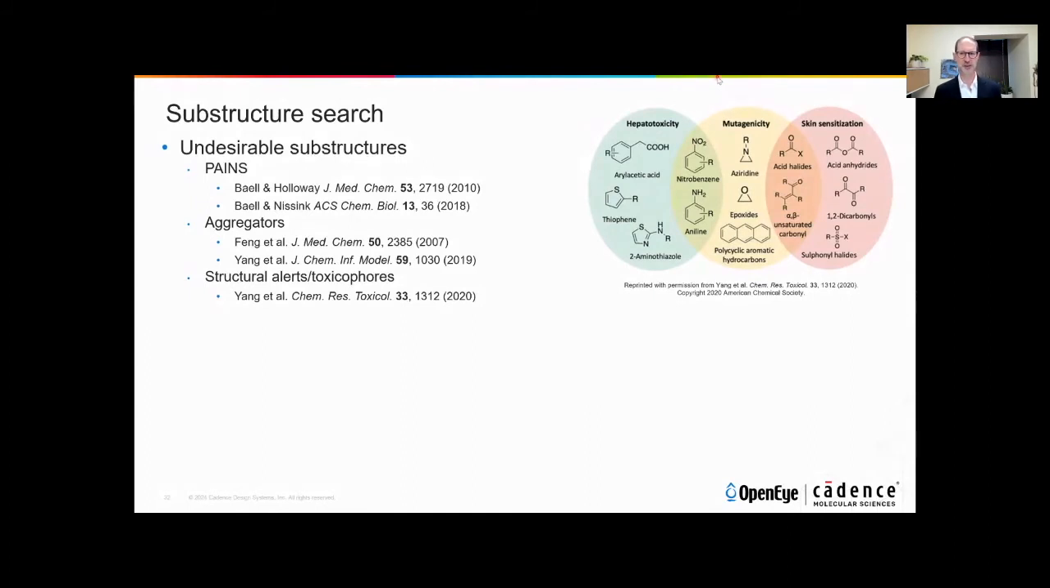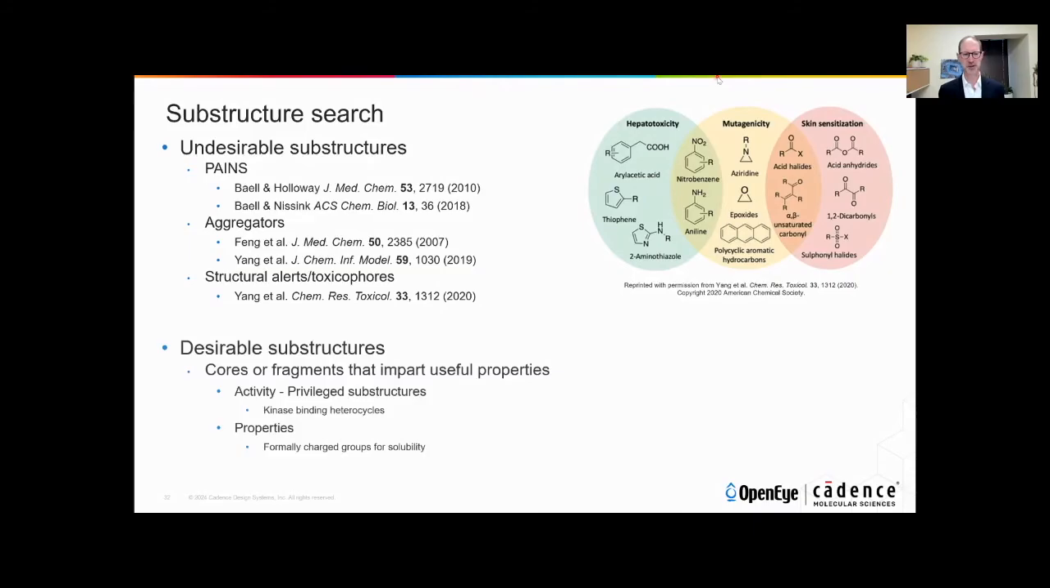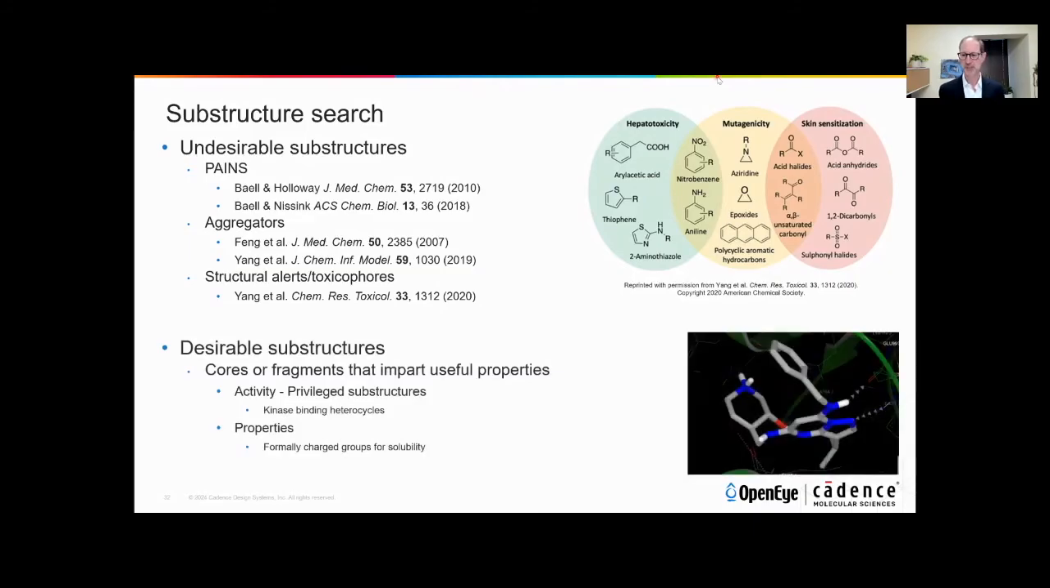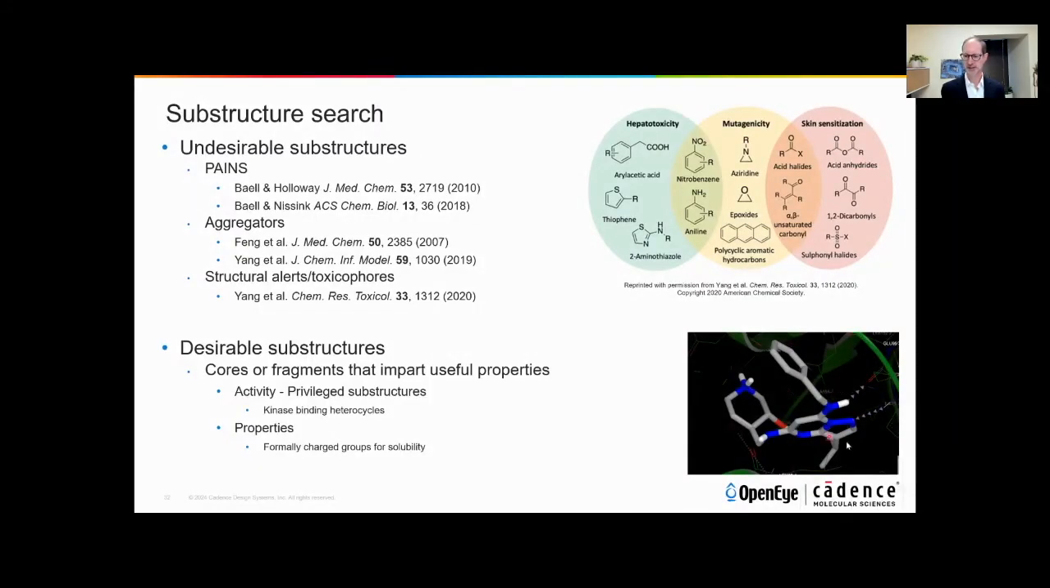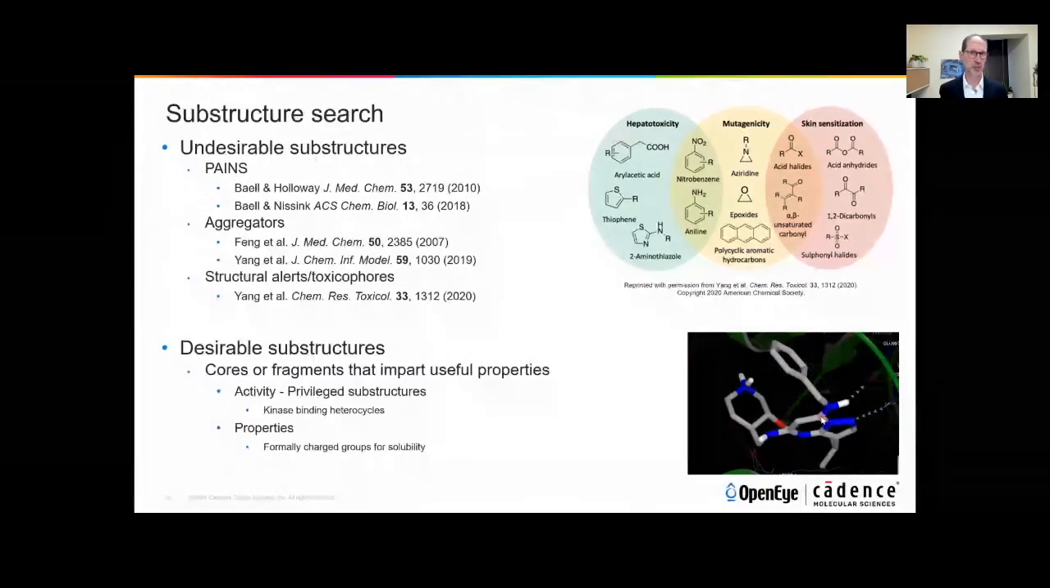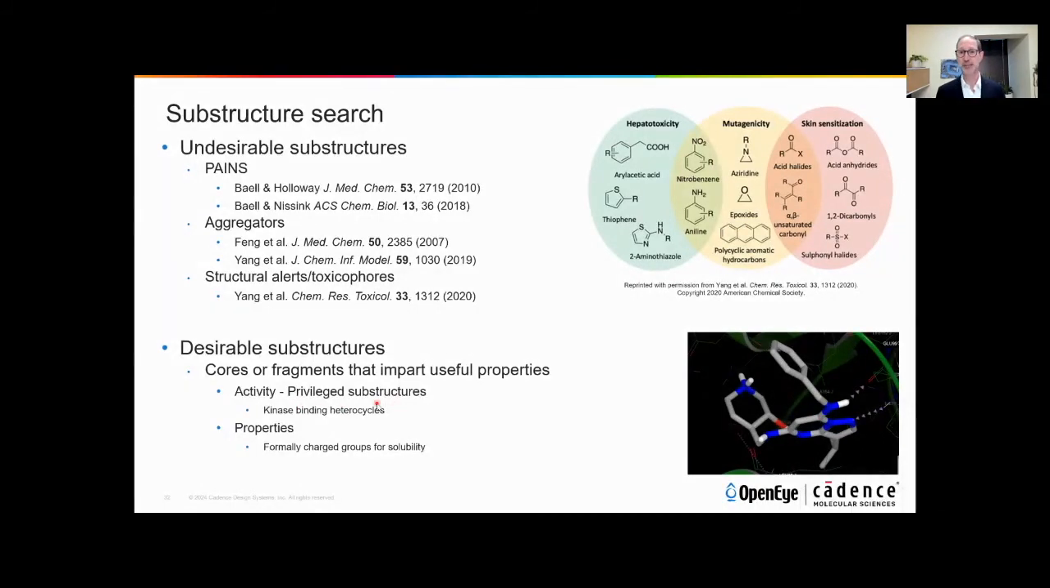These have been known for quite a long time. They have been increasingly uncommon, particularly in vendor databases, as the vendors have become more intelligent about removing possibly difficult functionality like this. The opposite side, of course, is that there may be substructures you do want, and I'll pick on one in particular. This is a kinase binder. This is the hinge region up in the top right here, and you have the standard canonical donor acceptor motif separated by one or perhaps two heavy atoms. So this would be what we call a privileged substructure, and you might want to deliberately keep molecules that have substructures like this because you know they're going to be effective binders.